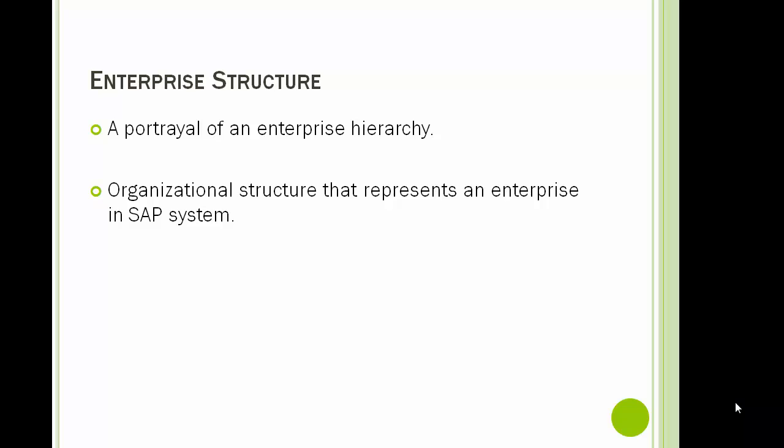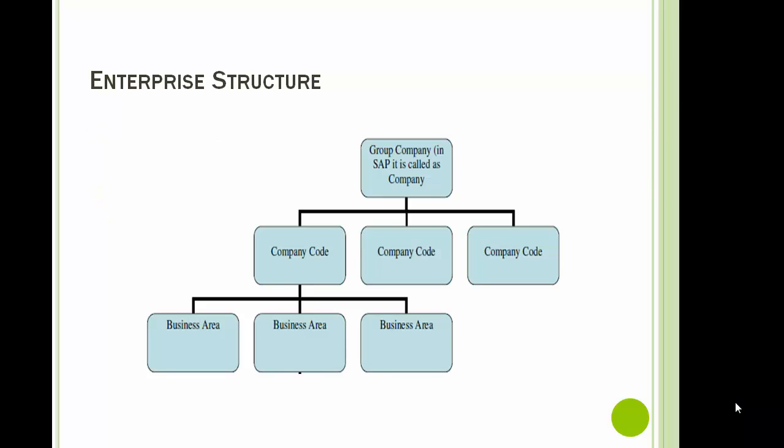Organizational units required to manage the SAP system are such as company code, business area, plants, profit center, etc. Organizational units handle specific business functions. As we can see in the diagram, company or group company, company code, and business areas are represented as organizational units in SAP system.